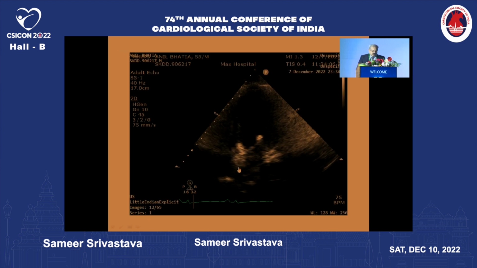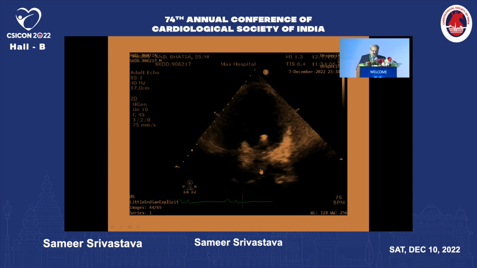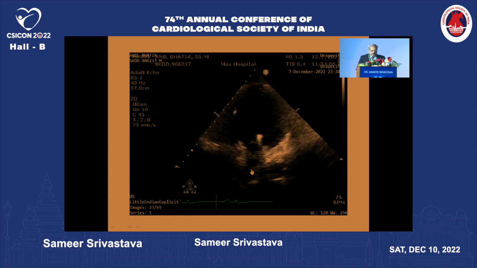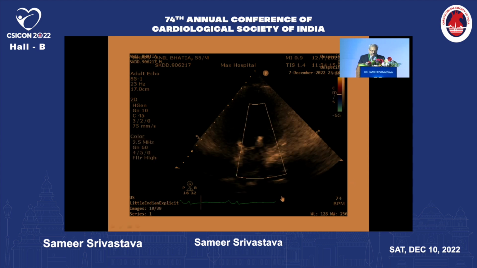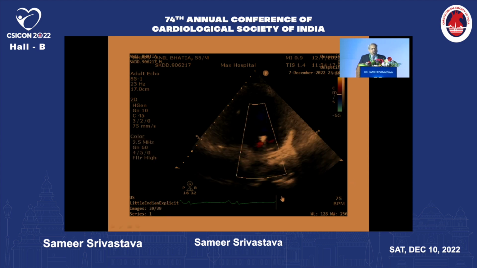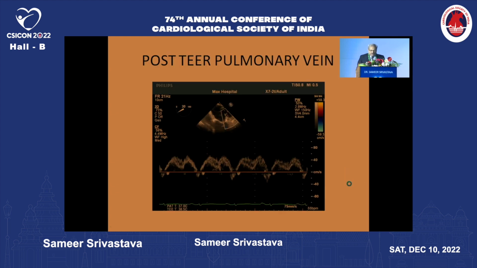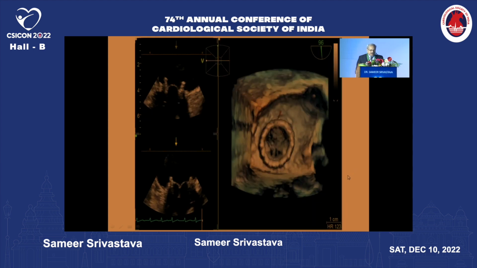Now, this is a transthoracic image post-TEER. You know you have helped the person well. The device is well in place. When you look at the color, you know that there is hardly any color flow, and you are very happy with that. During the procedure, you have taken the pulmonary venous flows. There is no systolic blunting or reversal of the pulmonary veins in systole. These are certain things which are very good.